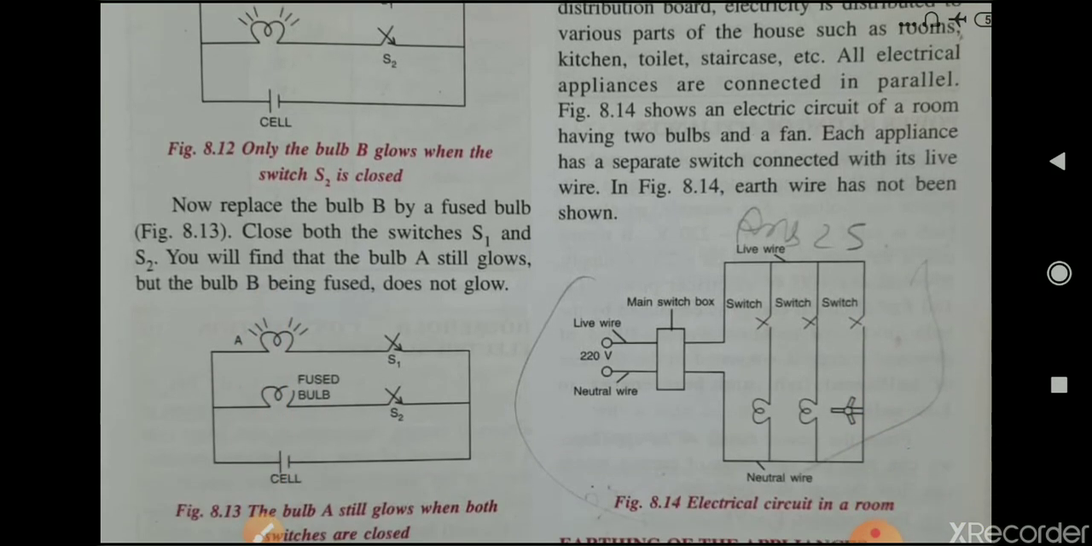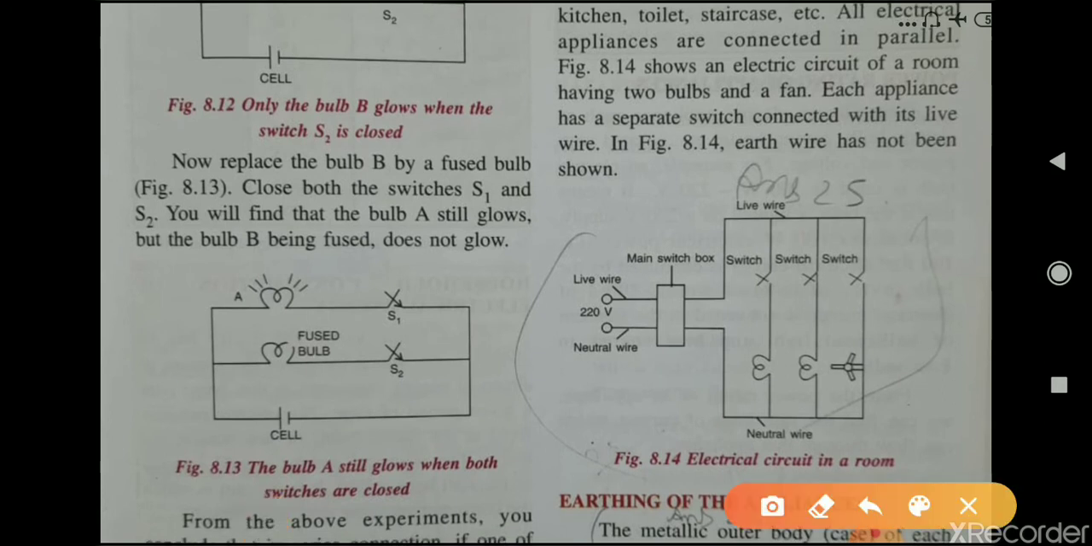Now replace the bulb B by a fused bulb. Replace this bulb B by a fused bulb and close both the switches S1 and S2. You will notice that bulb A still glows but the bulb B, being fused, does not glow. Here you can see bulb A will glow because this S1 switch is closed. Here the S2 switch is closed but this bulb B will not glow because of this fused bulb, because this is a fused bulb and here the connection is not complete.